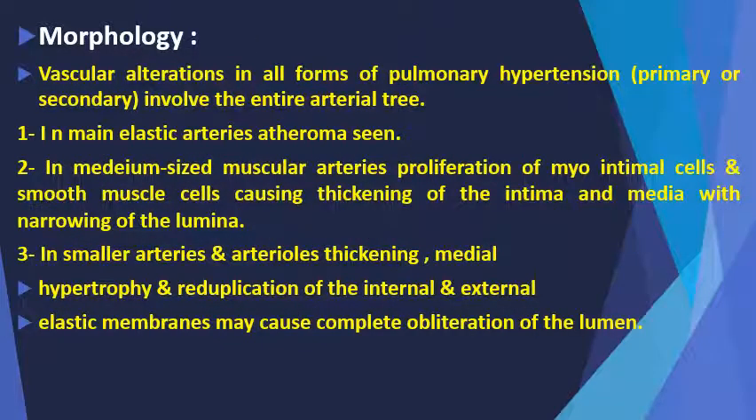Morphology. In both primary and secondary hypertension, it involves the entire arterial tree. In the main elastic arteries, atheroma is seen. In medium-sized muscular arteries, we will see a proliferation of myointimal cells and smooth muscle, which also cause thickening of the intima and media with narrowing of the lumen. In small arteries and arterioles, there is medial hypertrophy and reduplication of the internal and external elastic laminae, which lead to complete obliteration of the lumen.